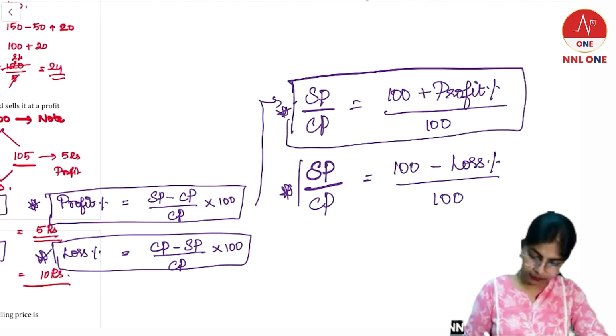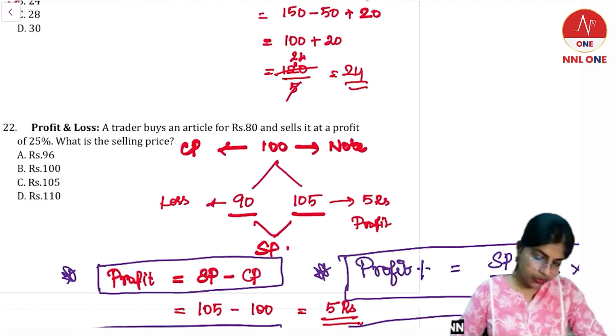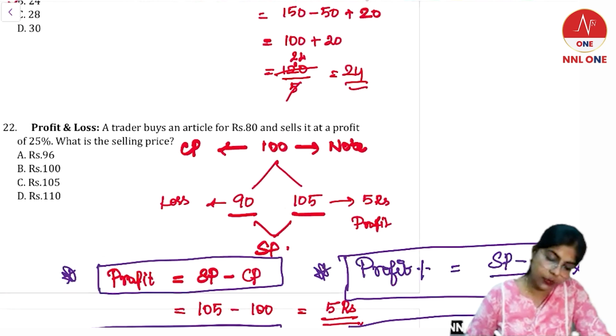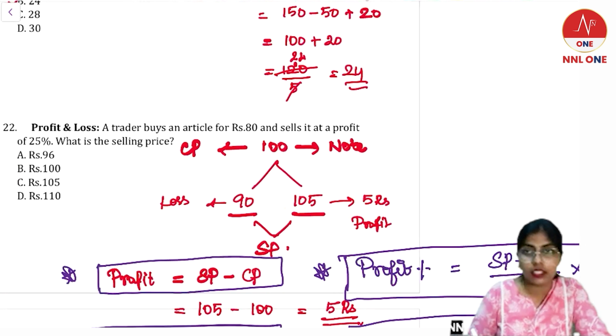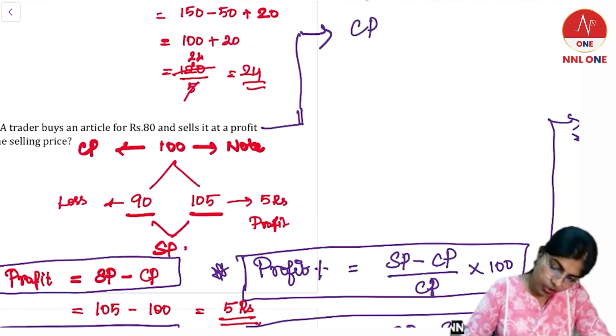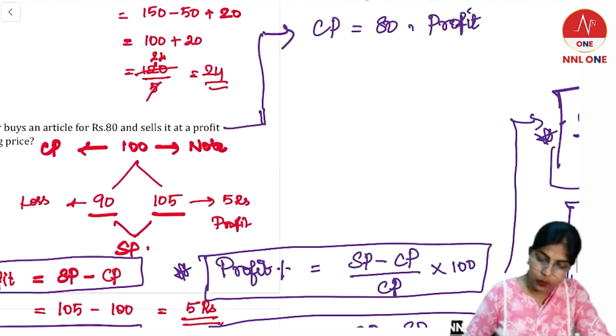Now we'll see the problem. A trader buys an article for rupees 80 and sells it at a profit of 25%. What is the selling price? A trader buys an article for rupees 80. So the article is the cost price. The cost price of the article is rupees 80. Profit percentage, and sells it at a profit of 25%.